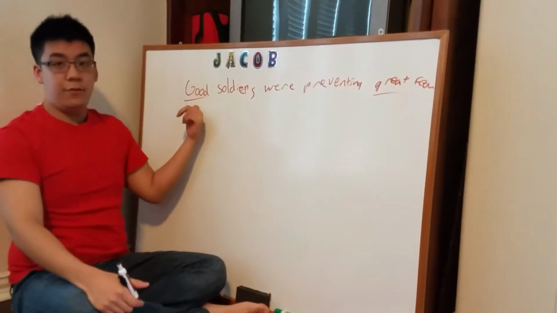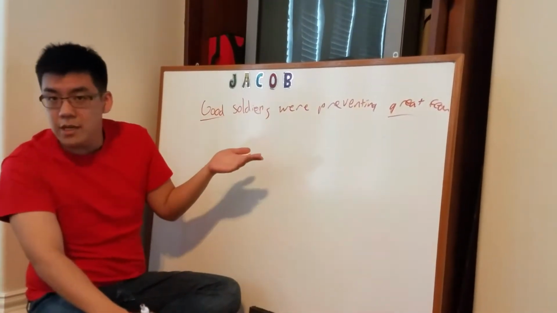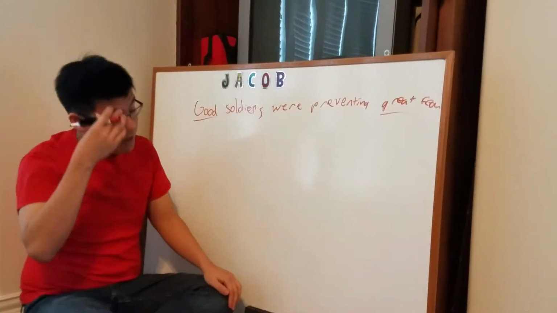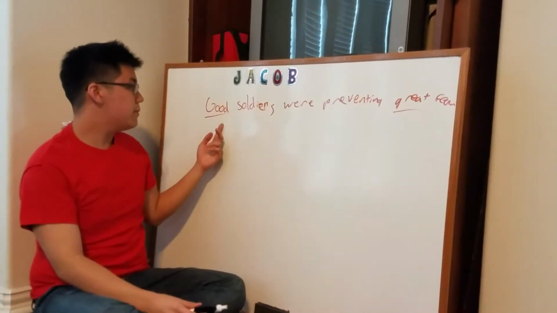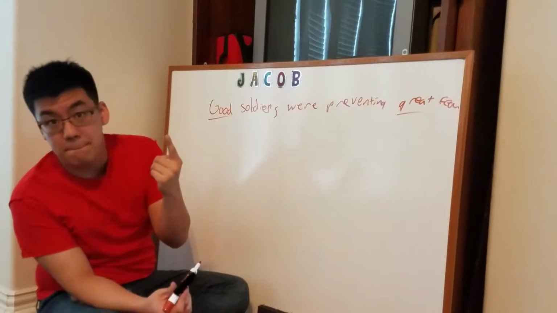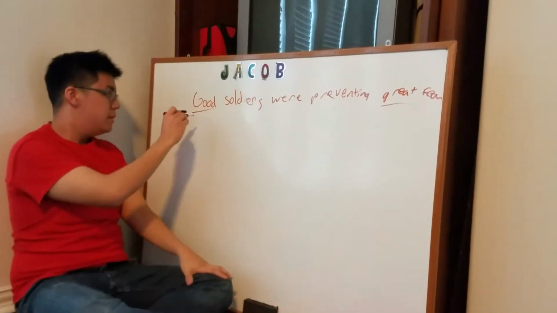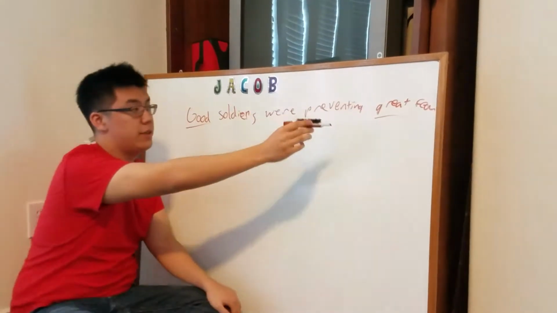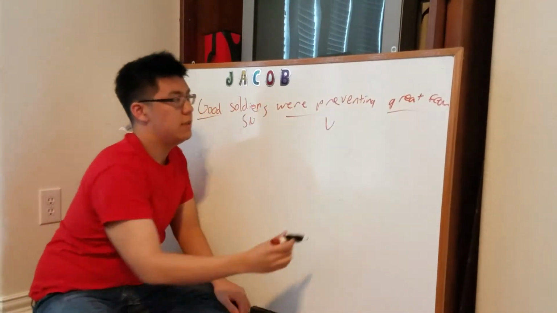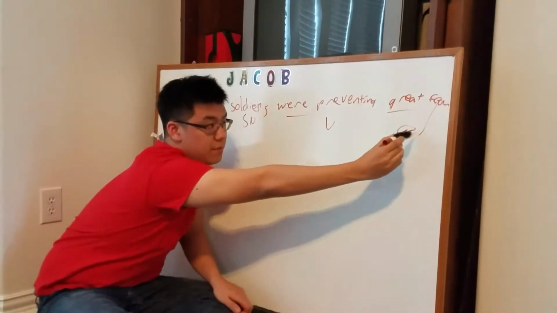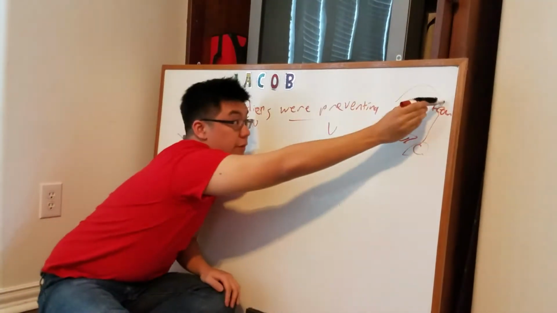This does not mean they have the same ending, okay? Because you could have a first/second declension adjective modifying a third declension noun. Now they can't have the same ending, or it would be wrong. So what they do instead have is the same number, case, and gender. So we have good soldiers, we're preventing great fear. Subject noun, soldiers, easy. Verb, were preventing, easy. Direct object, fear, easy. So then we have good modifying soldiers and great modifying fear.